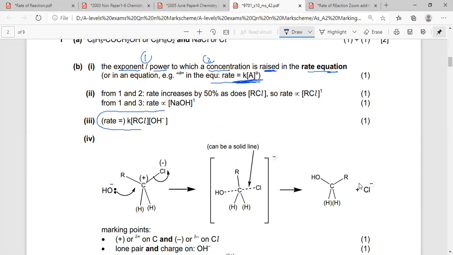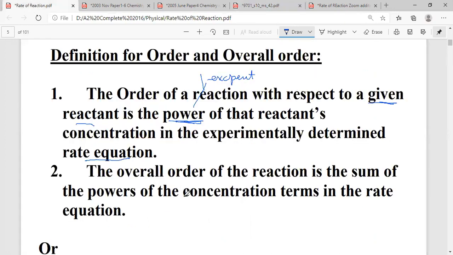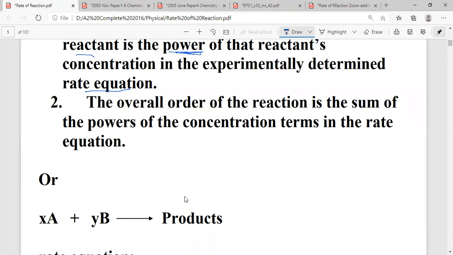The rate is equal to blah, blah, blah. So now let's look at this again. Our aim is, I put up here the overall order: the sum of the powers of the concentration terms of all the reagents. Remember, it's not products, not products. Of the reagents only. And you will see why afterwards.